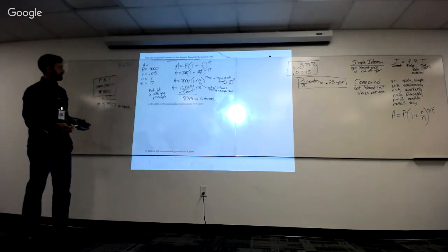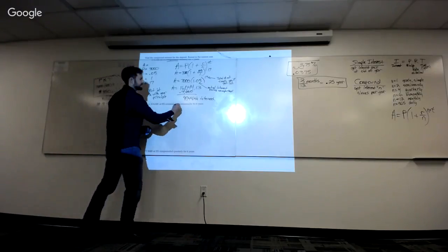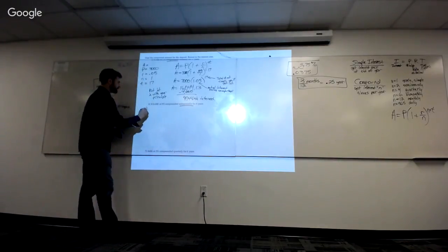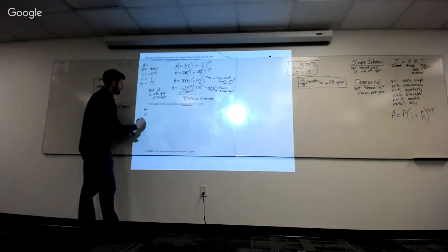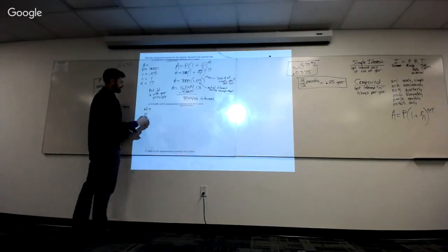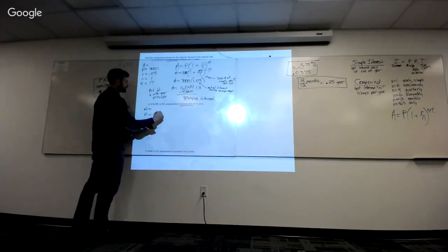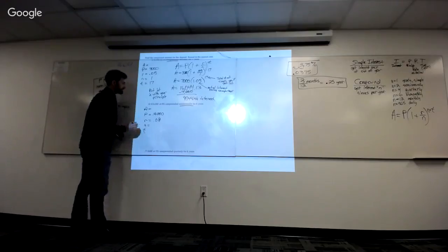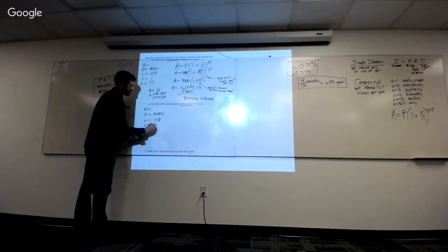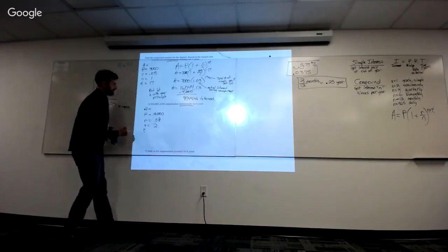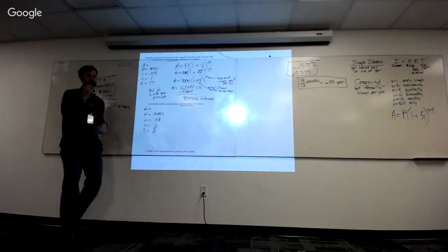All right, so now how would we write down this one? This one is semi-annually. So again, write down all of your data: A, P, R, N, T. So we want to find the amount. The principal is 16,000. The interest rate is 0.08. The N is what? Semi-annually means twice a year. And then the time is 8 years.